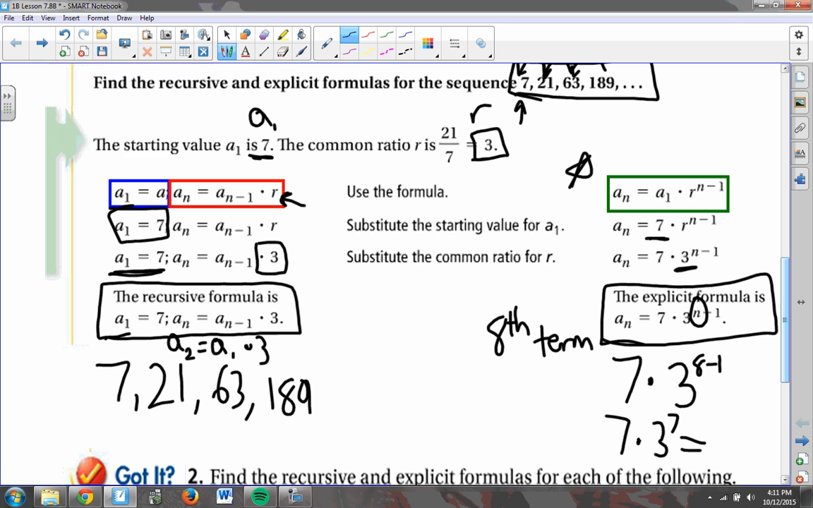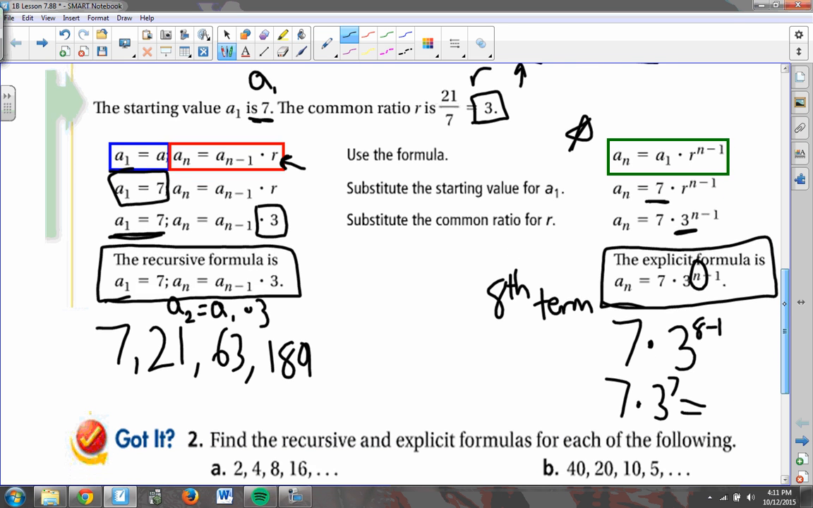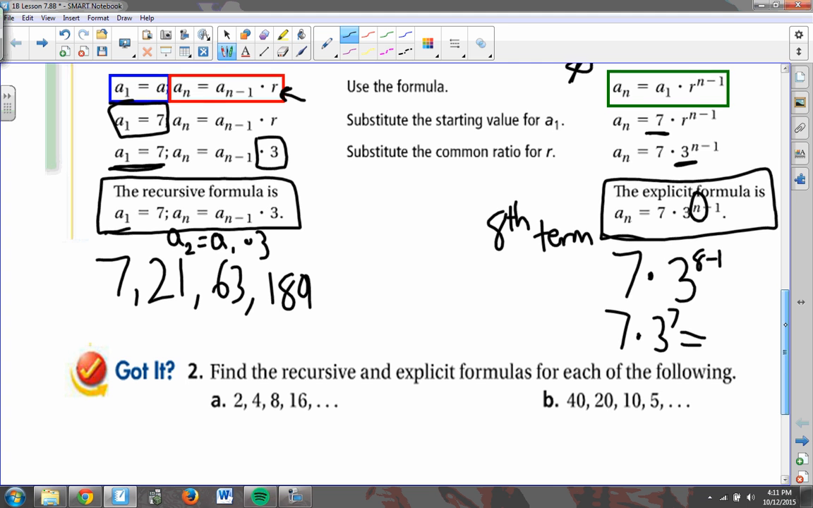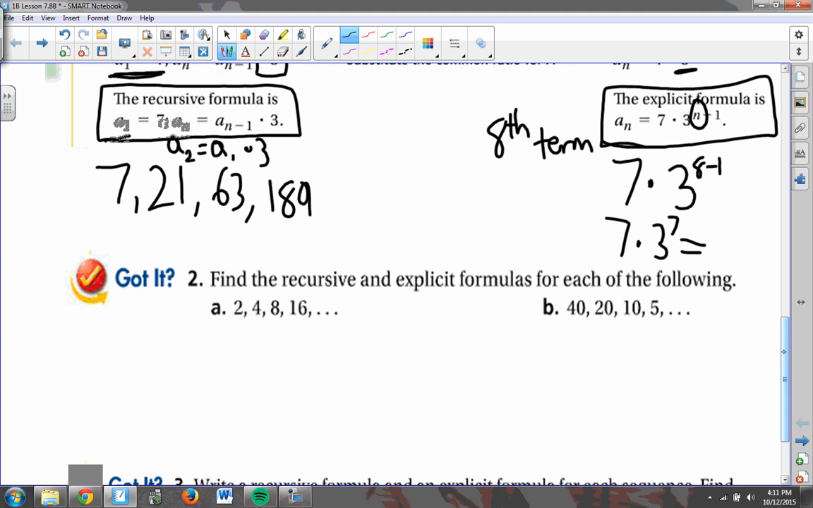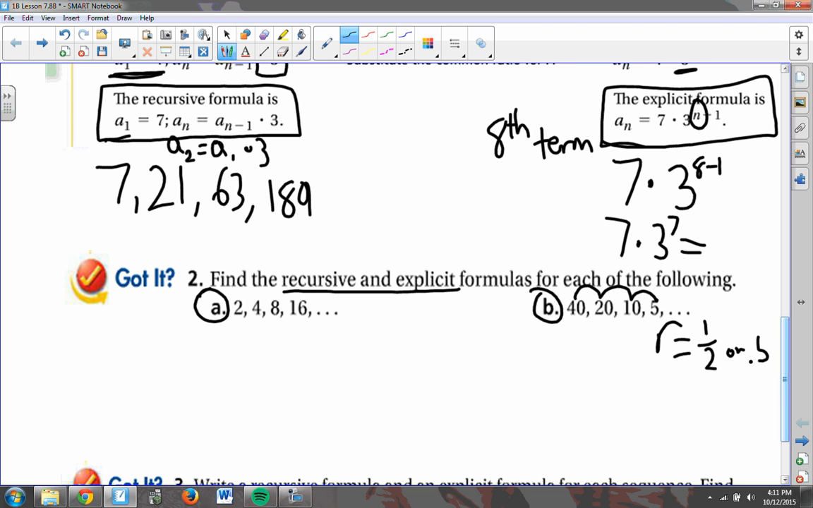If you have questions about whatever I just did, either the recursive or explicit formula, go back and rewatch some or make a note to ask me in class tomorrow. But I do want you to then do letter A and letter B, finding me two different formulas for each one, recursive and explicit. Now please be aware, over here, my R value is going to be a fraction because my numbers are getting smaller and smaller. I'm cutting them in half each time, so I'm going to say 1/2, or you can say 0.5 would be fine as well.